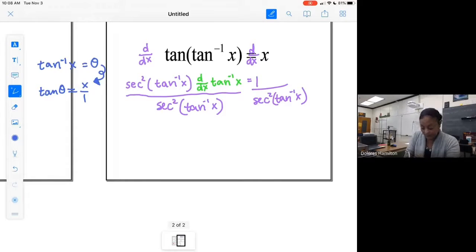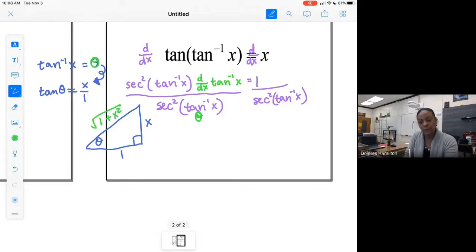So again, here comes our triangle. There's theta. Tan is TOA, so now I have the opposite and I have the adjacent side. Again, with some Pythagorean theorem work, we know that the hypotenuse equals the square root of 1 plus x squared. Now, folks, remember, inverse tan of x equals theta, so I'm trying to find secant squared of theta. Secant is the reciprocal of cosine. So cosine is adjacent over hypotenuse, and secant is going to be the reciprocal, hypotenuse over adjacent, but then I square it.